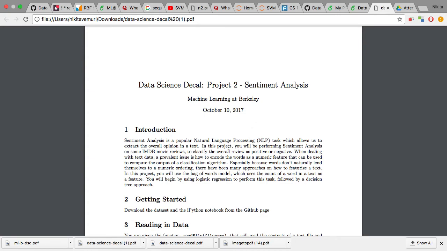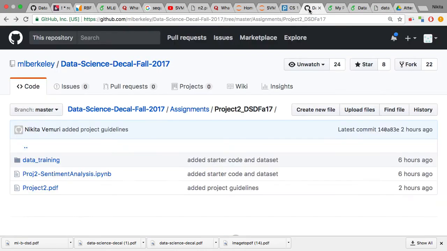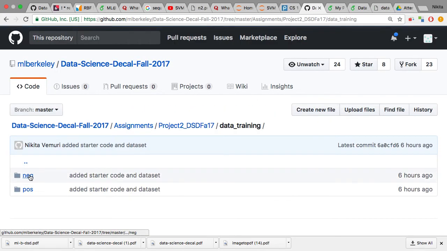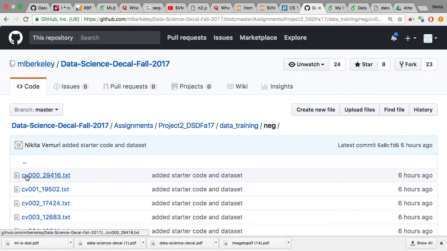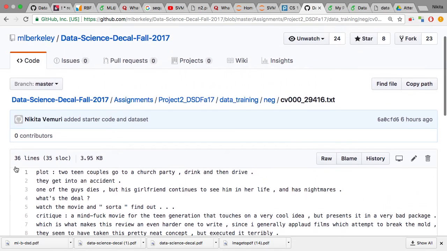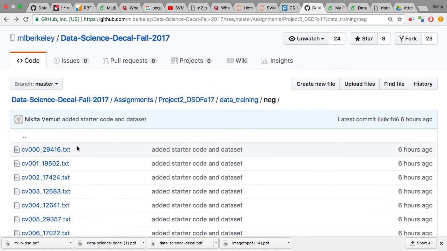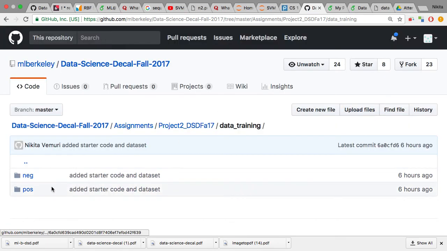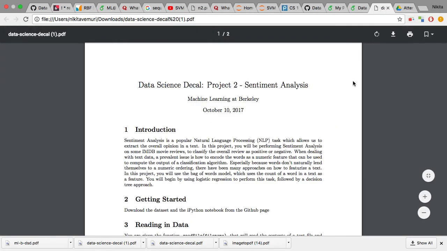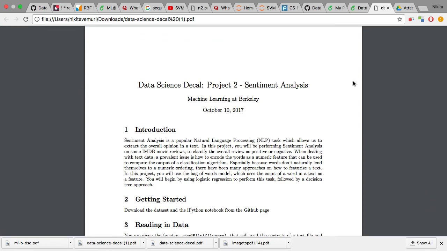So with this project, we'll be giving you a bunch of training data, which are movie reviews. You can see here you have a folder of negative reviews with a bunch of text files, and a folder of positive reviews, right? So you'll be training on these movie reviews, and you'll be determining, given a new movie review, whether it is a positive one or a negative one. There are multiple ways to do this, and you can use some pretty advanced techniques to do it really accurately. But for now, the goal of this project is just to introduce you to the idea of sentiment analysis.